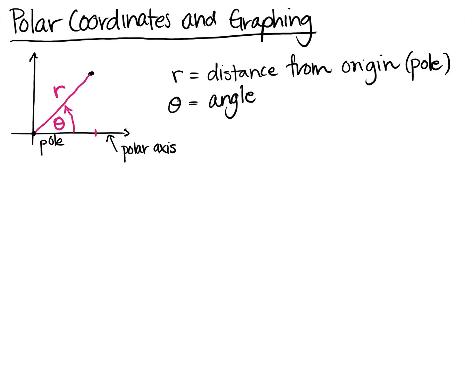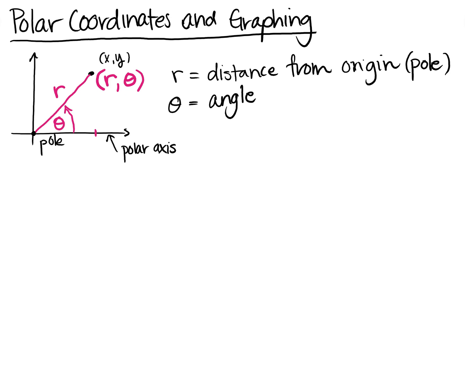So this point right here in a Cartesian coordinate system would be the point (x, y), but in our new, exciting polar coordinates, we're going to state the r first, that's the distance from the pole, and then the angle. So again, r is the distance from the pole, and theta is the angle. I hope that kind of makes sense.